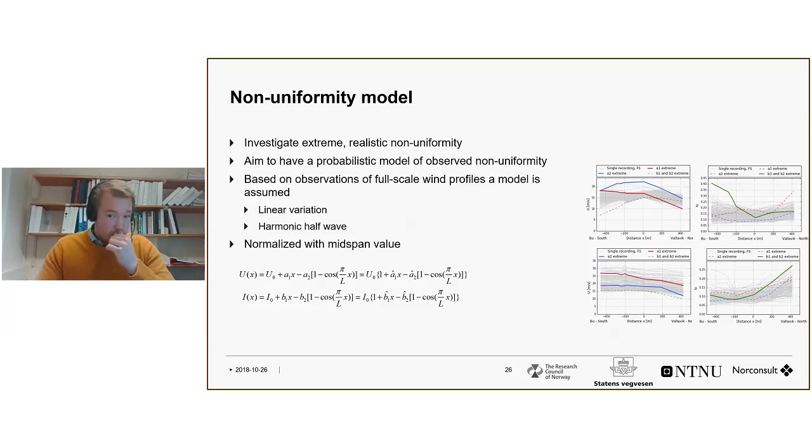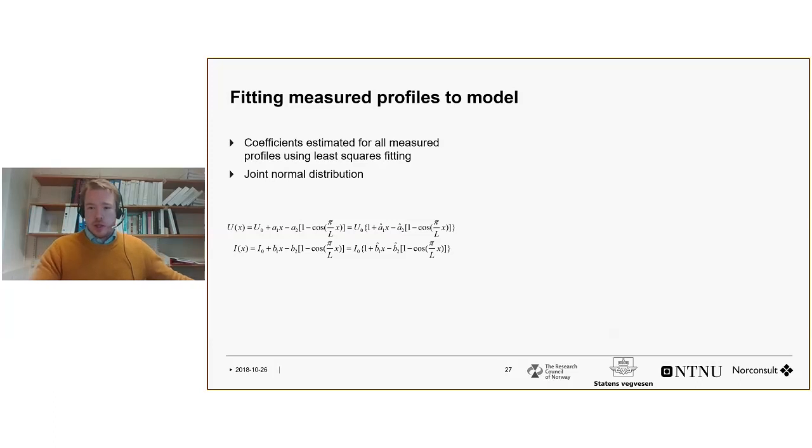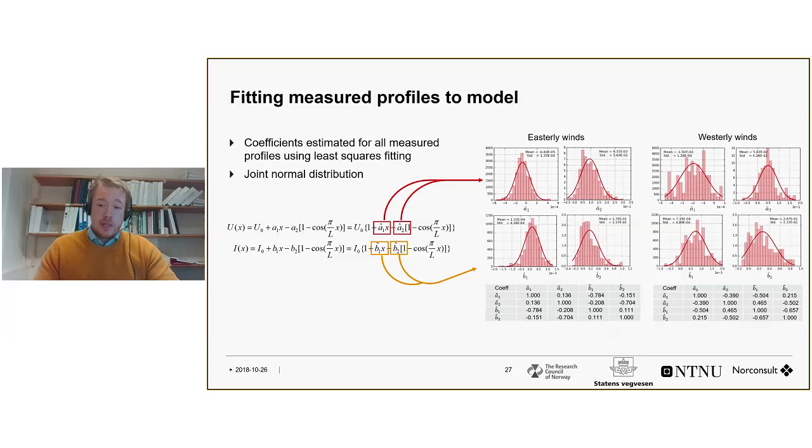By observing the measured profiles here, it seems reasonable to describe such profiles with a linear variation term and also a harmonic half-wave term. And then we can write the model in a normalized format, normalized with the mid-span value. So using this assumed model, these uniformity coefficients, A and B, can be estimated by fitting the model to all the measured along-span wind profiles. And using these estimates, we can establish a jointly normal distributed probabilistic model for the non-uniformity that we measure.